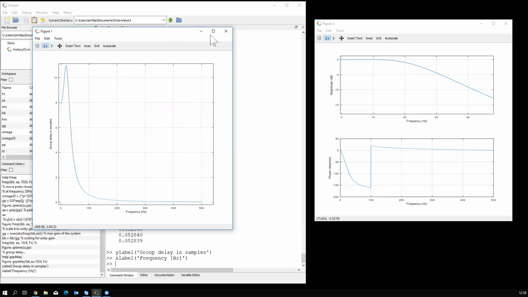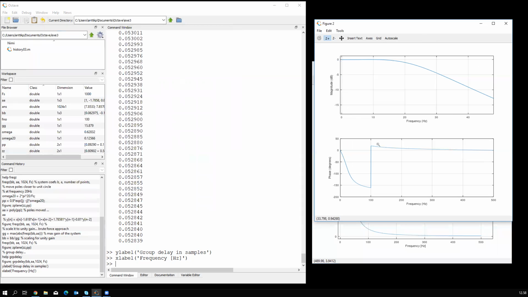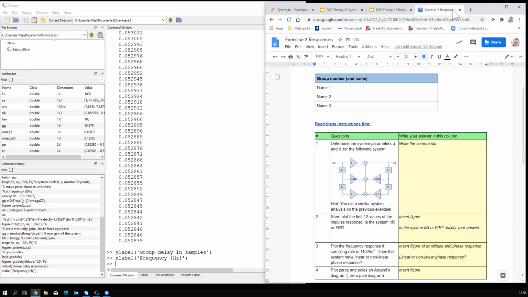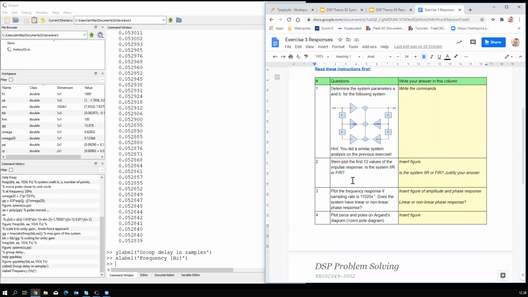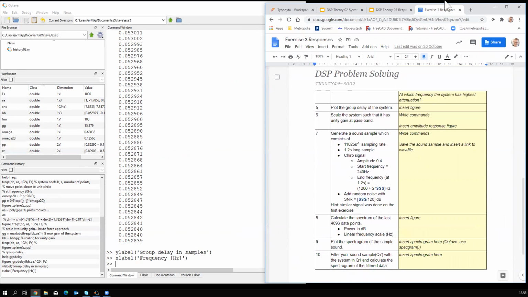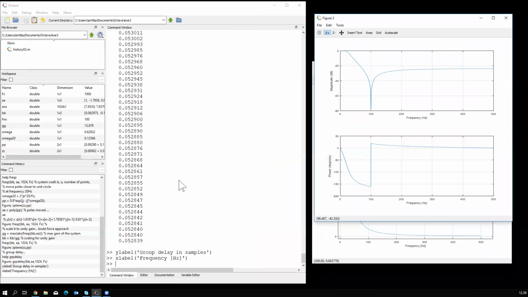Okay, so that's what the group delay looks like. And this is what the frequency response looks like. Then we had somewhere the zero pole plot. Okay. Let's take a look at what's next. So: frequency, zero pole, plot the system, group delay, scale the system, unity gain. Good. That's the frequency axis stuff, or frequency space.